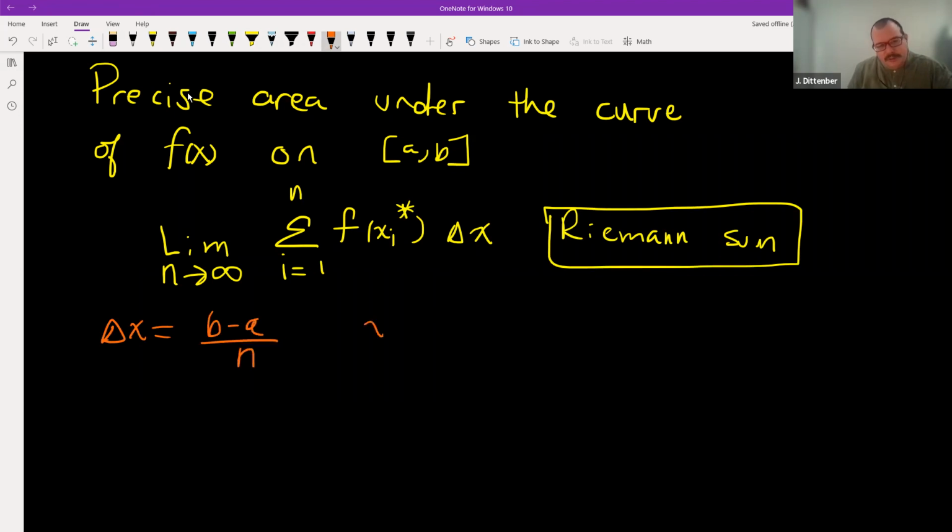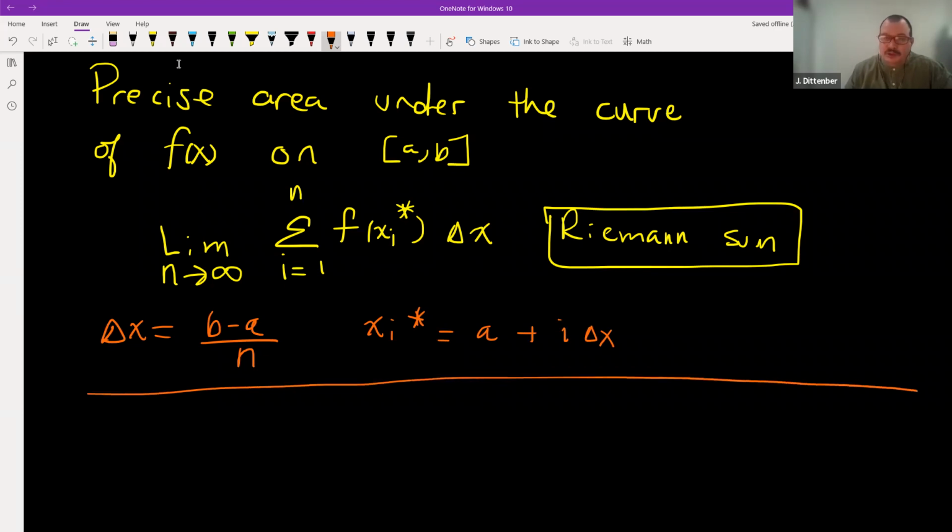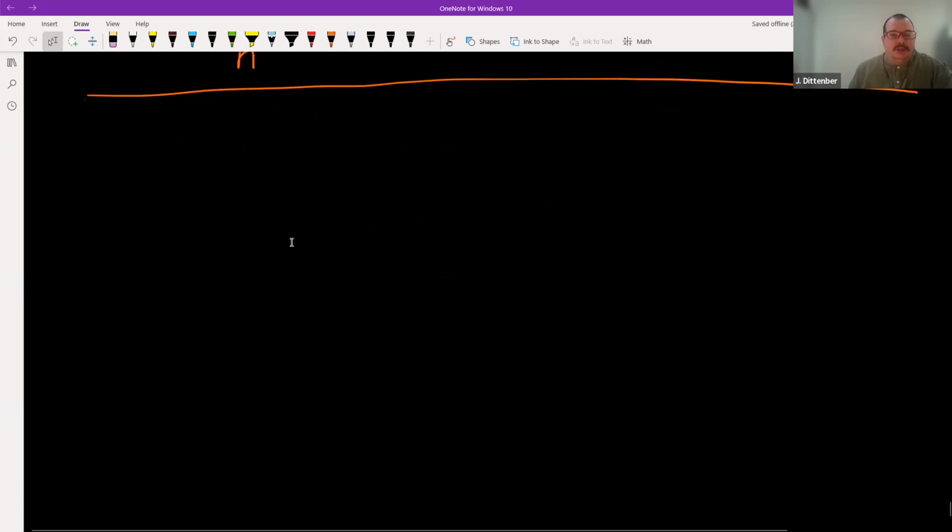And then you also see I've written this xi star. Xi star is going to be a plus i times delta x, like this. Okay, so that's all the information we need to be able to calculate the precise area under a curve like this. So let's take a look at the example we currently have. We know what the answer should be.